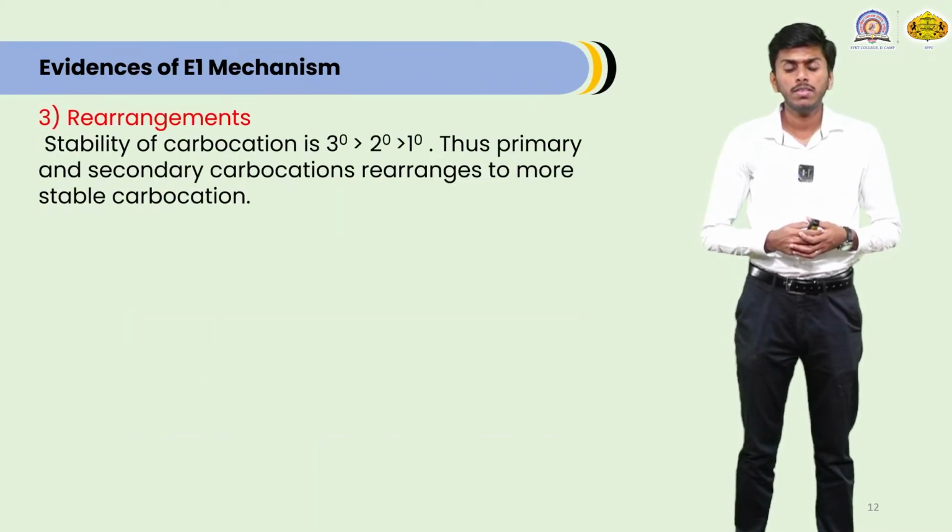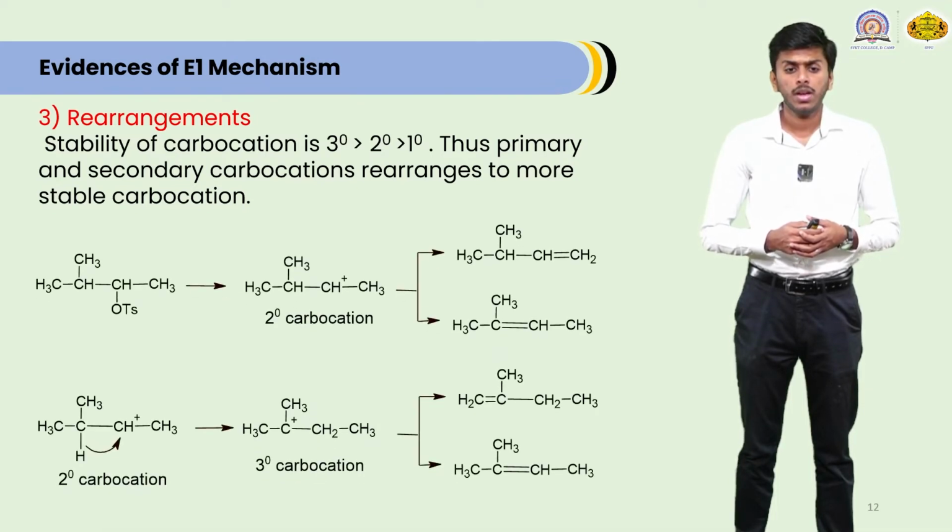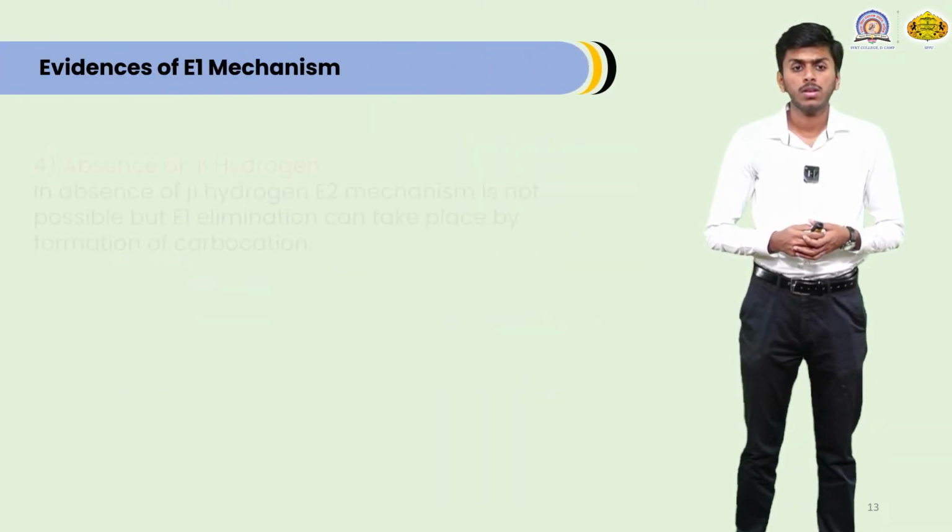Third evidence for the E1 mechanism is rearrangement. Stability of carbocation, as we know, increases from primary to tertiary. Thus the primary and secondary carbocation rearranges to a more stable carbocation. Here the formation of secondary carbocation takes place. This carbocation gets stabilized by shift of hydride from its neighboring carbon. Thus the tertiary carbocation is formed, which undergoes elimination to give alkene as a product.